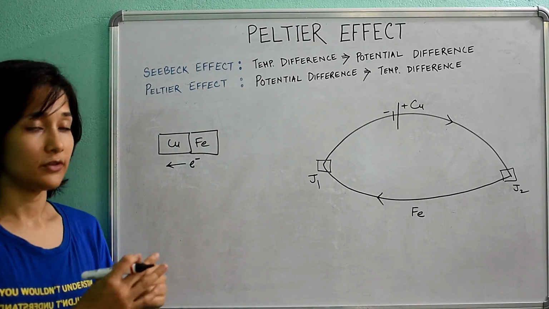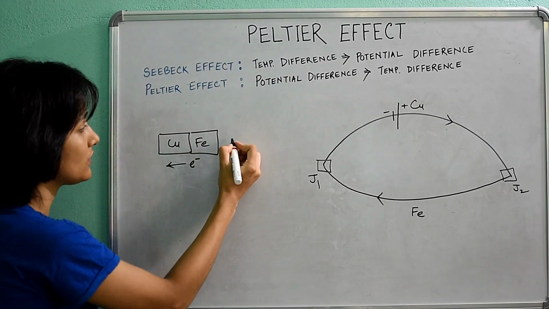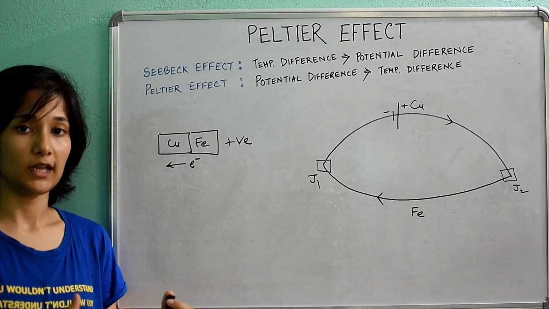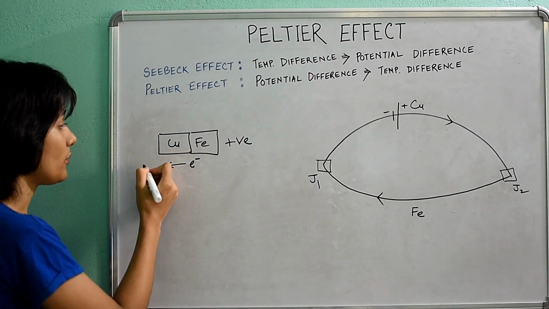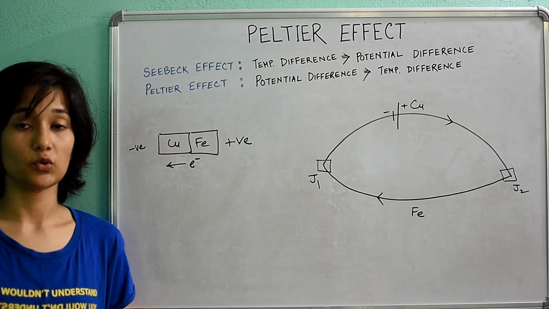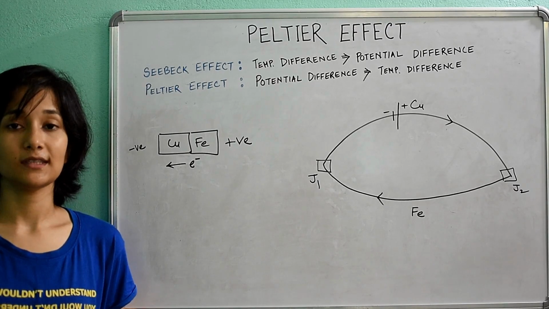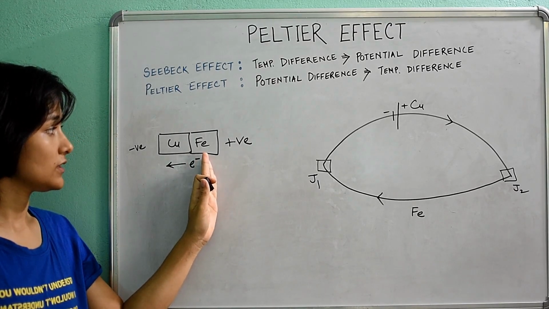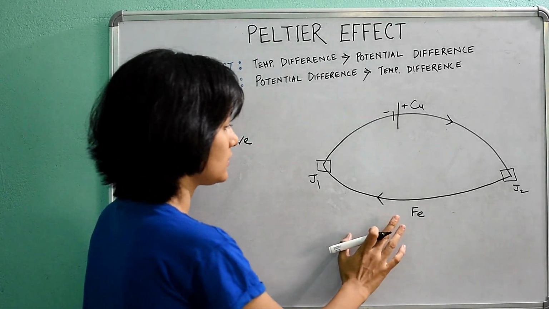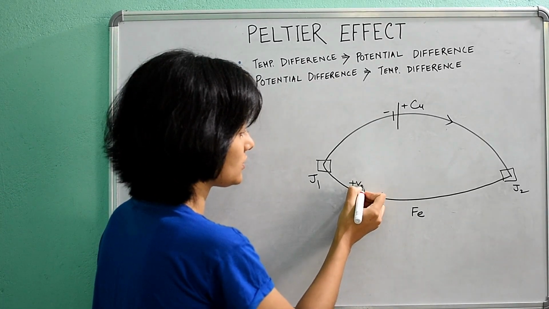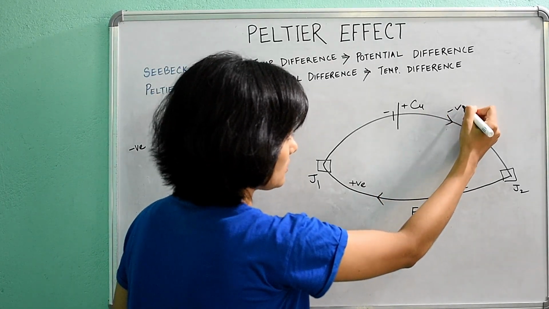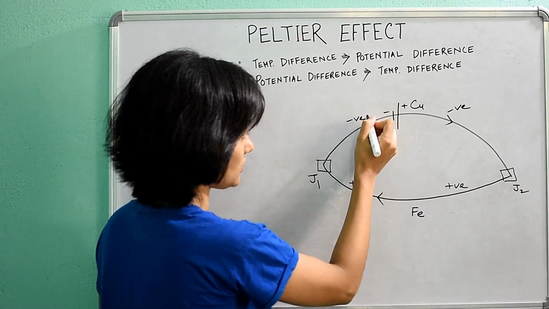After diffusion, iron will be left with a positive charge because it has lost those free electrons, and copper will be left with a negative charge because it has gained those extra free electrons. Or we can say that iron is left with a higher potential than copper. So I will write it here: iron is at a higher, positive potential, and copper is at a lower, or negative, potential.